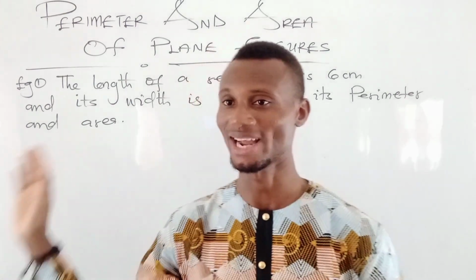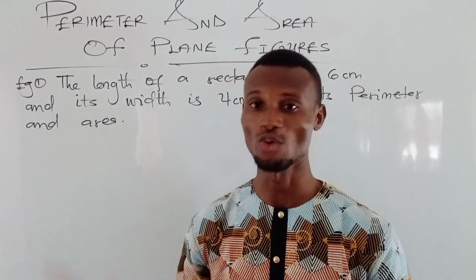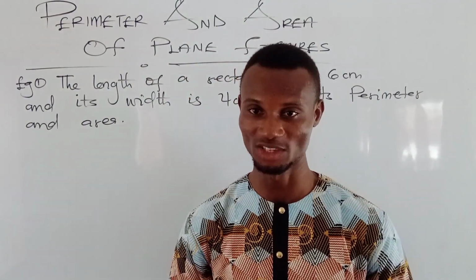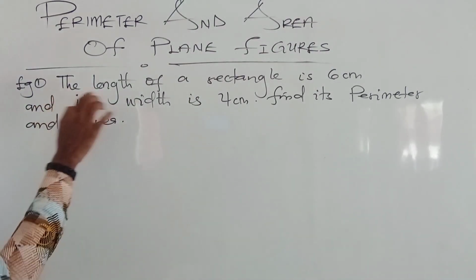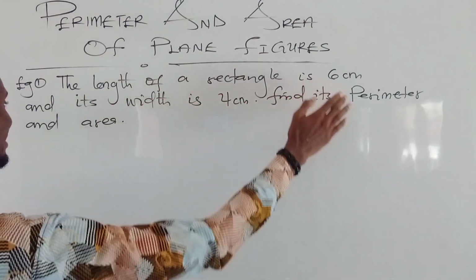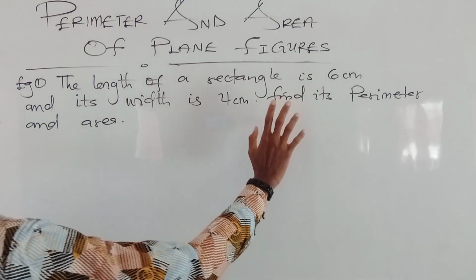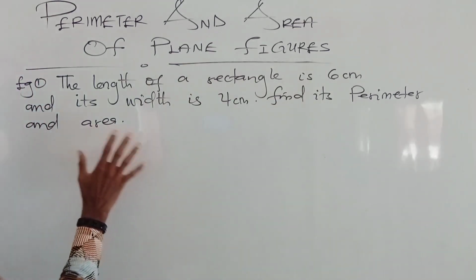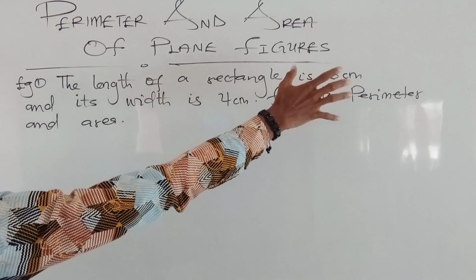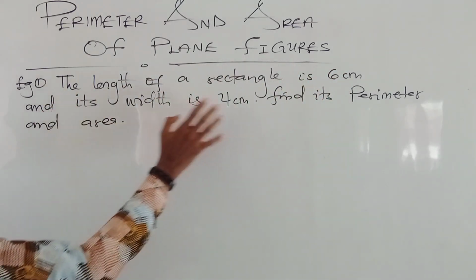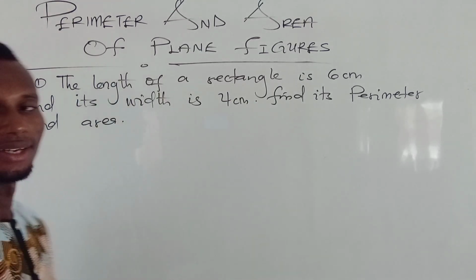So you can see I have an example on the board that I want to solve with you. So let's read the question and let me solve it with you. Example 1 says that the length of a rectangle is 6 centimeters and its width is 4 centimeters. It says we should find its perimeter and area. So again, the length of a rectangle is 6 centimeters and its width is 4 centimeters. It says find its perimeter and area.